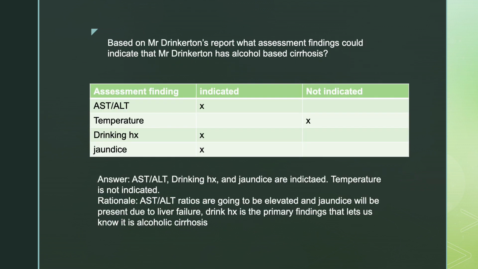Okay, so the next question says, based on Mr. Drinkerton's report, what assessment findings could indicate that Mr. Drinkerton has alcohol-based cirrhosis? So here, the AST/ALT again is going to be indicated. The temperature is going to be not indicated. Drinking history will be indicated, and jaundice will also be indicated. And the rationale for that is that the AST/ALT ratios are going to be elevated, jaundice will be present due to the liver failure, and the drinking history is going to be a primary finding that lets us know that it is alcoholic cirrhosis.